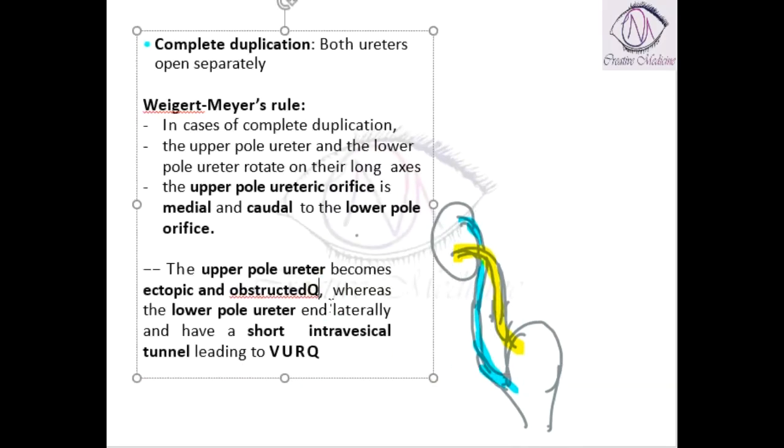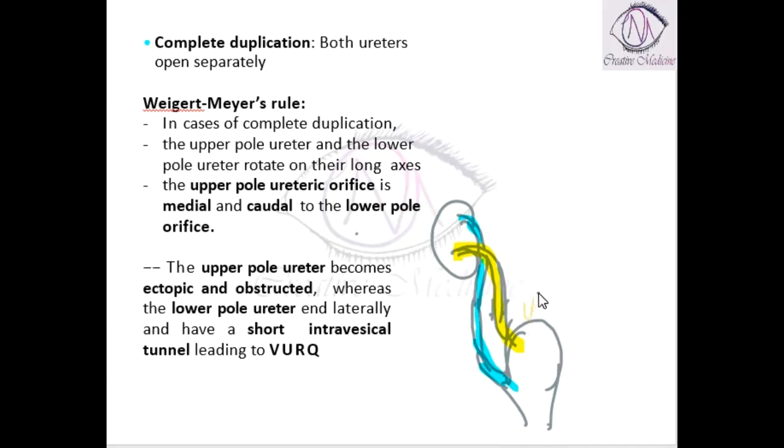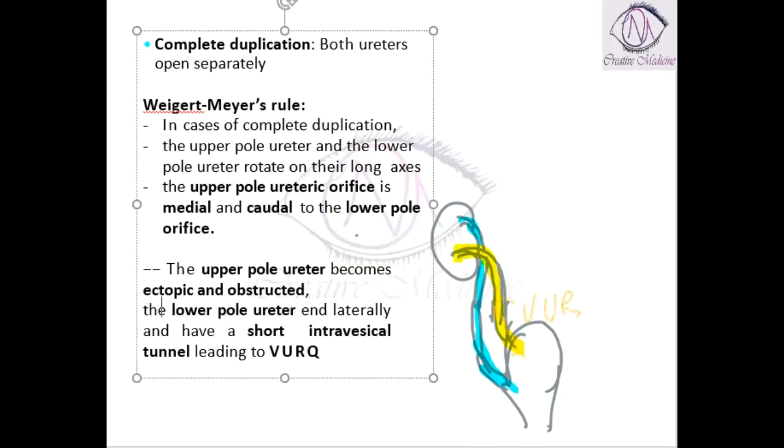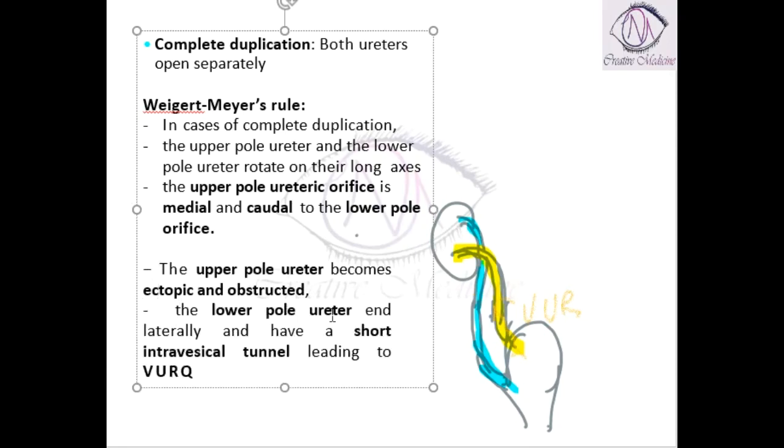Next, the upper pole ureteric orifice can become ectopic and it can get obstructed, whereas the lower pole ureter is lateral and short. Because the lower pole ureter is short, vesicoureteric reflux can occur in the lower pole ureter. Whereas the upper pole ureter is ectopic and obstructed.